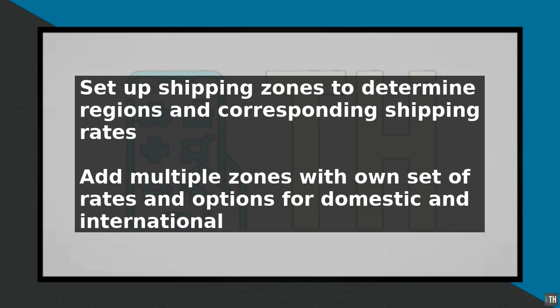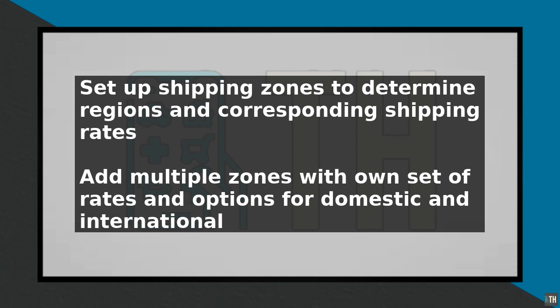Next, you will need to configure your shipping rates. Shopify offers several options for calculating shipping rates, including weight-based rates, price-based rates, and carrier-calculated rates. Weight-based rates charge customers based on the weight of their order, while price-based rates charge based on the total cost of the order. Carrier-calculated rates use the rates provided by shipping carriers such as USPS, UPS, and FedEx.